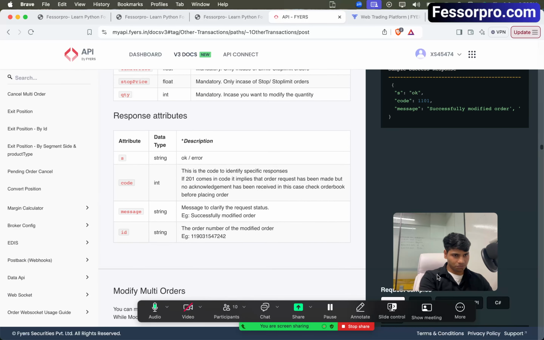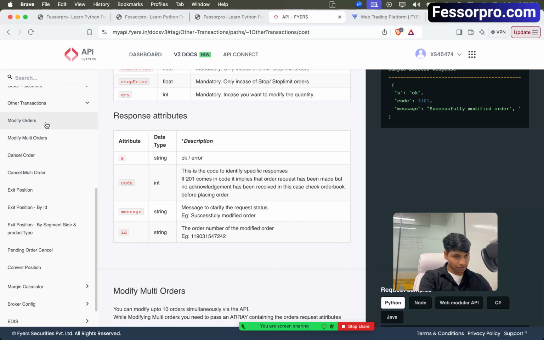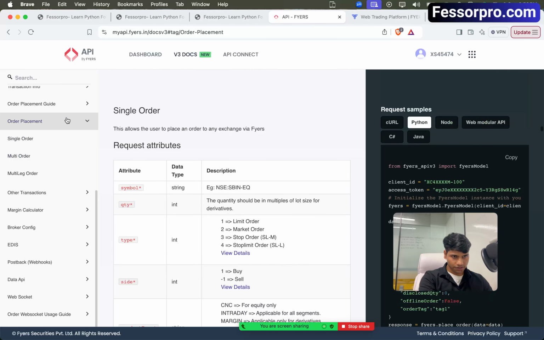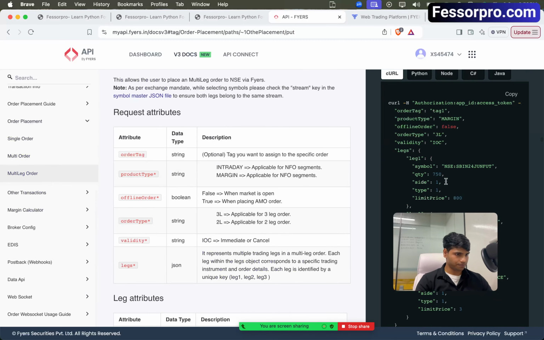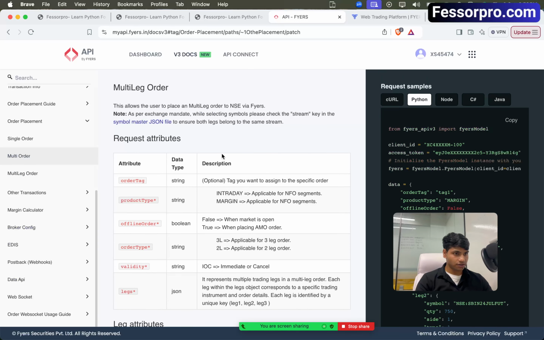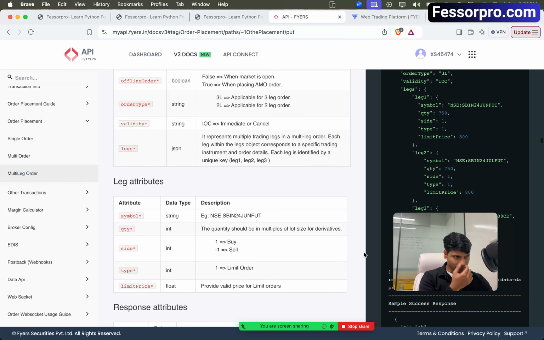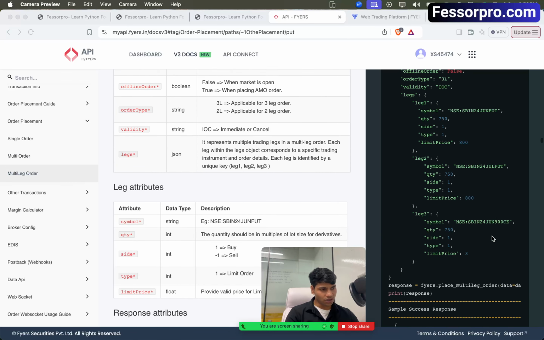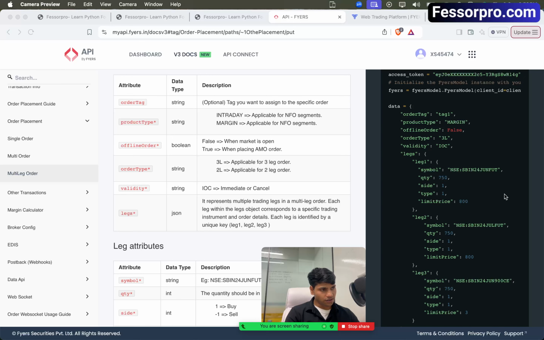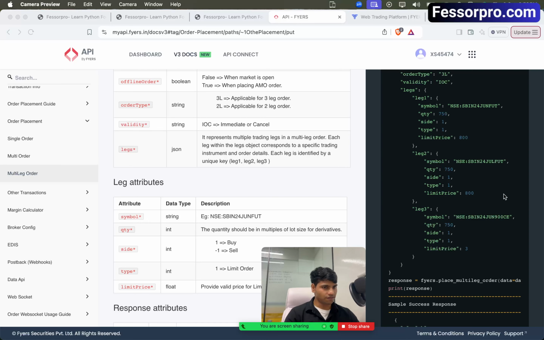Now they do have an option to place multi-order. This is something they added recently. Where is it? Single order, multi-leg order. Now, multi-leg order allows the user to place multi-leg orders on NSE via Fyers as per exchange mandate. While selecting symbol, please check if stream key is the symbol. So this is more helpful for options in future, where you have multiple legs.